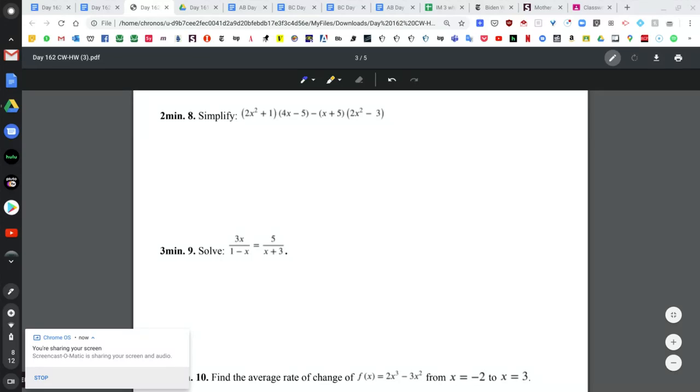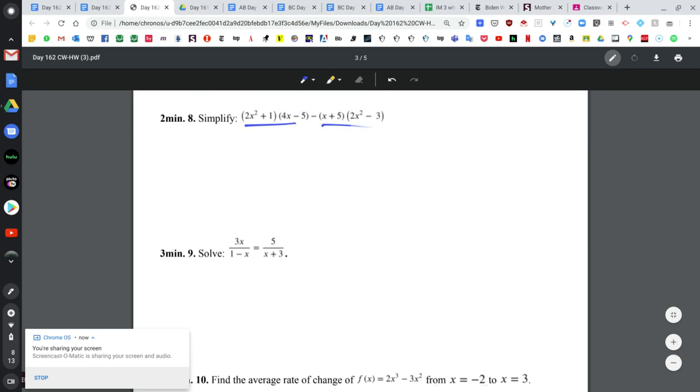Okay, we'll continue where we left off. So see if you can attempt 8 all by yourselves. It's just a polynomial simplification, like multiplying and then subtracting. Careful, watch your signs. So over here, we are distributing, and over here also we're distributing.